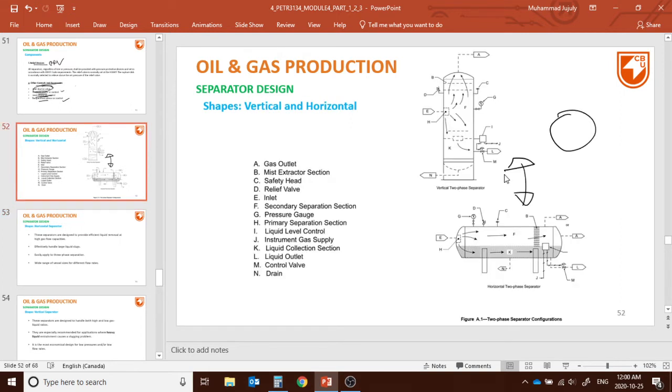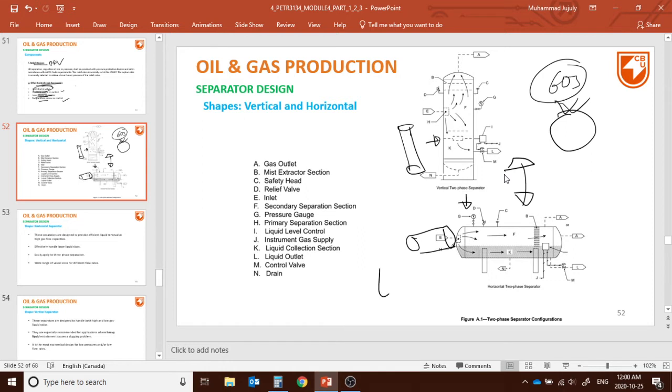It would be spherical or horizontal or the vertical one. Nowadays you will less likely see the spherical one. During the 1960s or 70s, there were lots of spherical ones, but now usually we use either the vertical or the horizontal, depending on the different types of fluid.